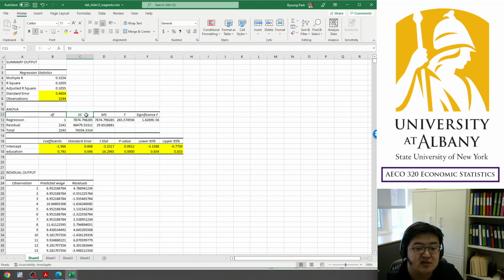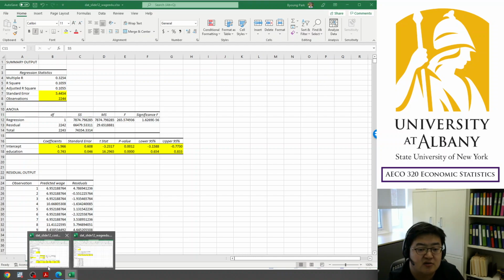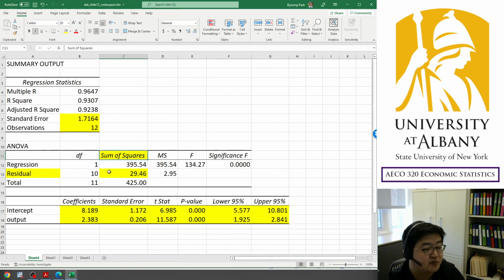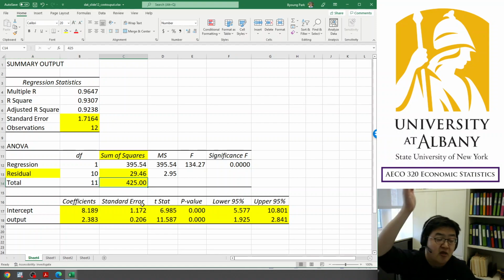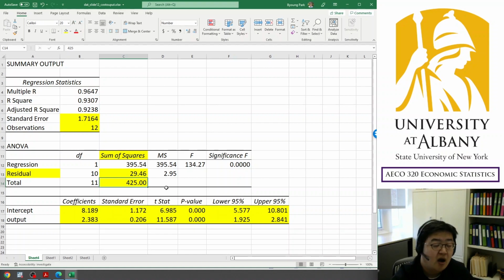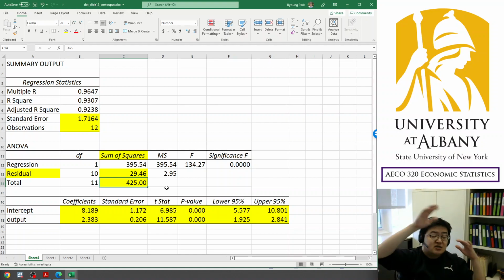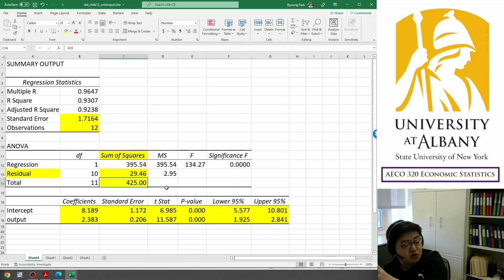So remember, this is sum of squares. This is from the fixed cost, marginal cost example. This is the total sum of squares in the observed cost. Observed cost varies this much over 12 months of observation. The cost changes over time because you produce different amounts of products, right?